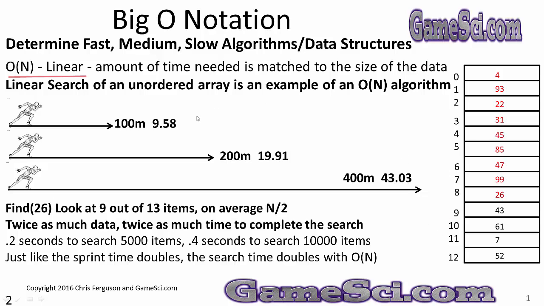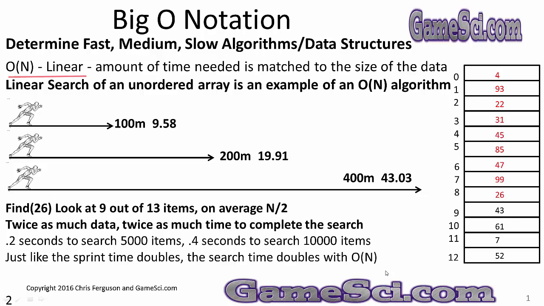Very much like our sprint times. If I double the distance, I'm going to double the amount of time it takes to run it. If I double the number of items in the array, I'm going to double the time it takes to find that item. If it takes 0.2 seconds to search 5,000 items, on an order of n algorithm, it's going to take 0.4 seconds to search 10,000 items. Just like the sprint time doubles, the search time doubles with an order of n algorithm. There's no way around it.